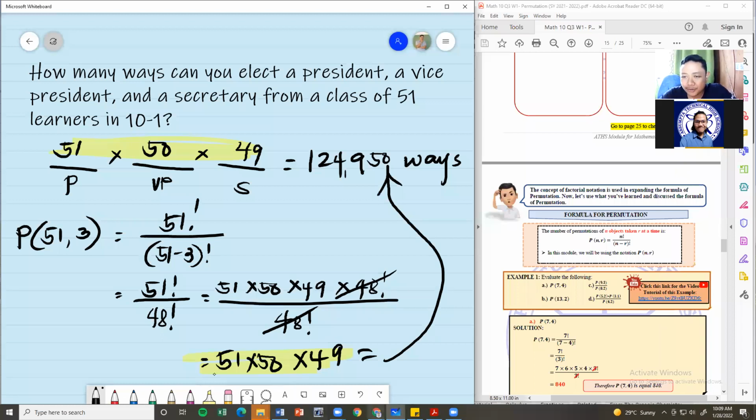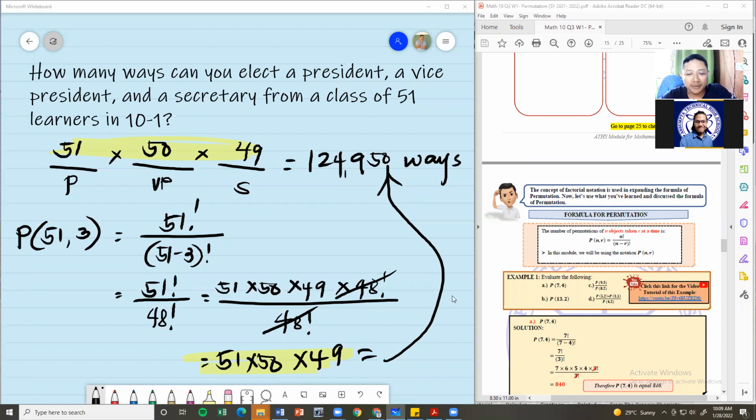Can you follow? Show me a reaction if that's clear to you. Let me see your reactions. Very good. Thank you. What about the rest? Easy lang, no? So your choice now which to use, FCP or the permutation formula. But one thing is important here. When we talk about permutation, we are talking about the arrangement and no repetition is allowed. Of course, kapag nag-president ka na, hindi ka na pwedeng ma-elect as the vice president. So that's the no repetition process. Can you follow? Okay, very good.